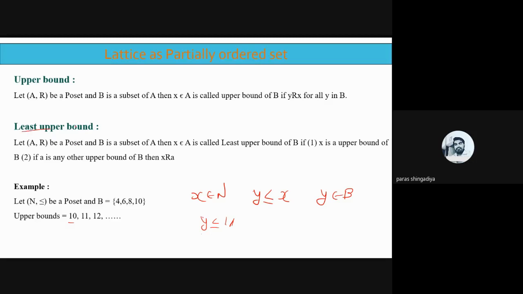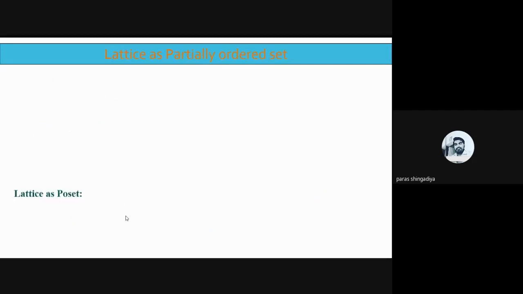Now find the least upper bound. Which value is the least one in this answer? 10 is the lowest value there, so it is called the least upper bound in this example. So 10 is known as the LUB. Upper bounds are 10, 11, 12, and so on. Clear? We can easily find the lower bounds too: 1, 2, 3, 4 are the lower bounds, and the greatest lower bound is 4, the greatest value in this answer. So this way we can derive the upper bound, lower bound, least upper bound, and so on.